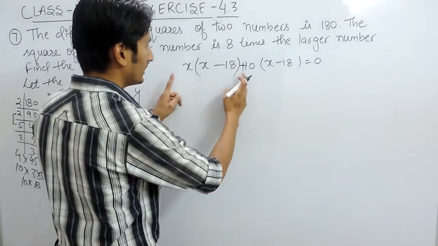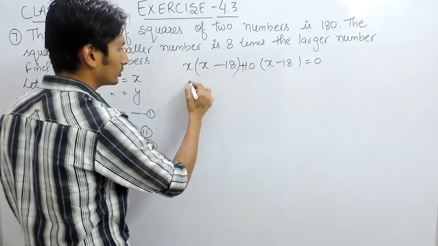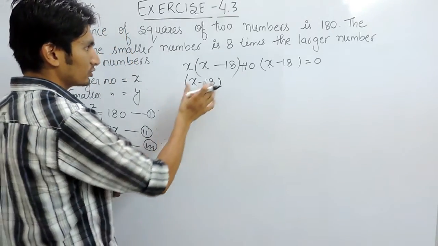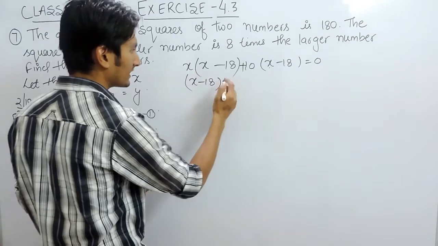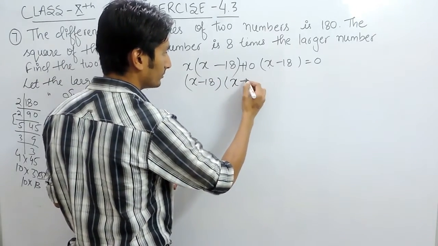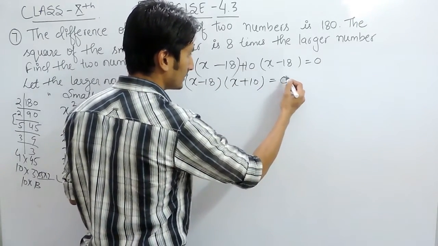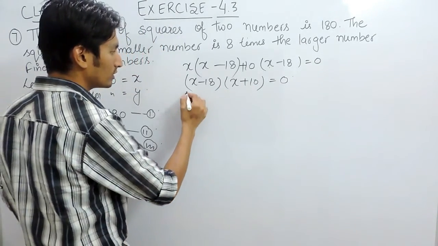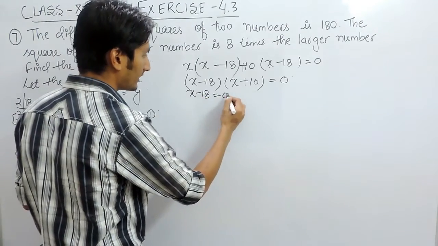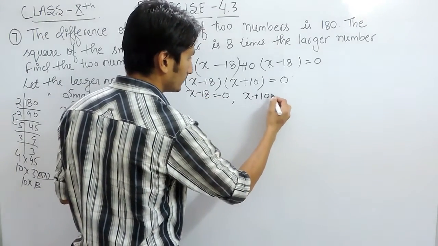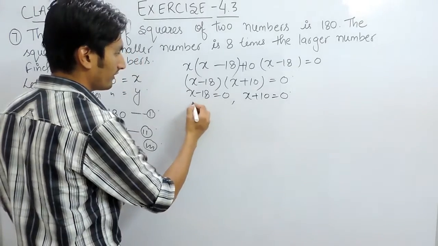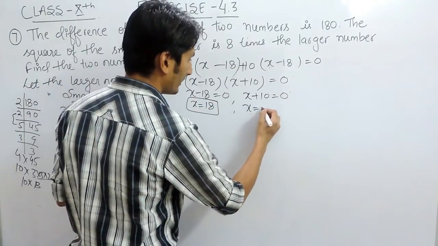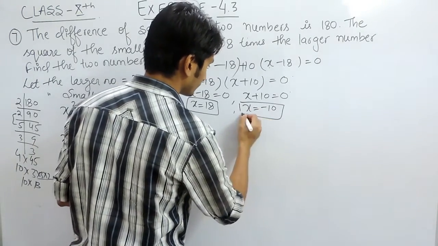Now we have two terms, this and this, and from both the terms, x minus 18 is a common factor. So from this, if it is taken out, only x will remain inside the bracket, and from this only 10 will remain inside the bracket. Now we know that if two factors are multiplying and the result is 0, then one of these two factors must be equal to 0. So the value of x must be 18. This is the first value, and the value of x must be minus 10.